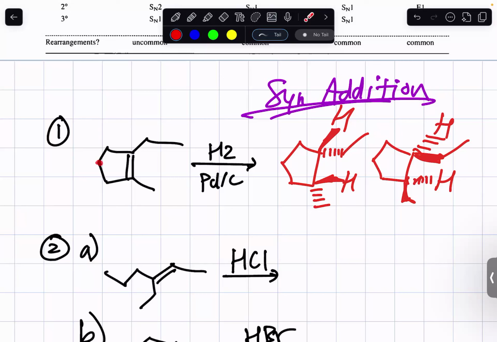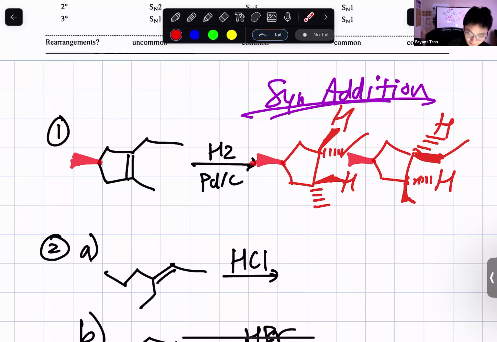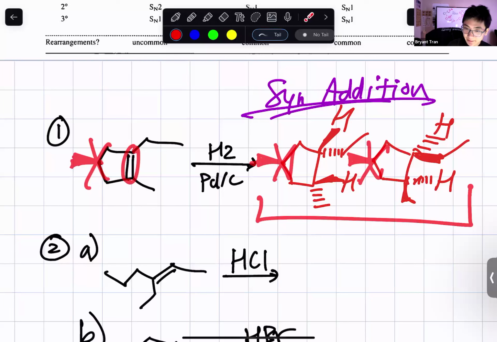Would it be if we had dashes and wedges assigned already and it wasn't part of the alkene? Yes, if we had wedges and dashes already that are pre-existing, that are not part of the alkene or not reacting at all. Let's say this wedge methyl here, we see that nothing touches that carbon at all. So it stays as a wedge. And if that's the case, would these be enantiomers or diastereomers of each other? Diastereomers? Diastereomers, right, because the carbon here is going to stay as a wedge.